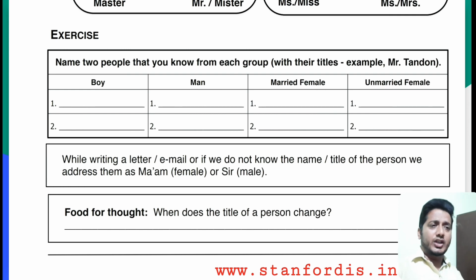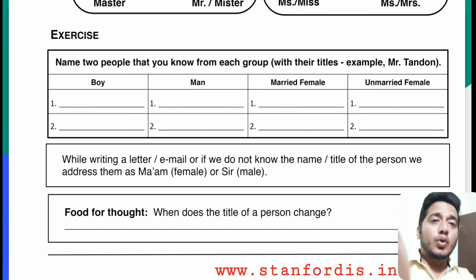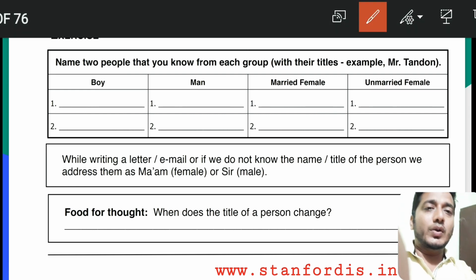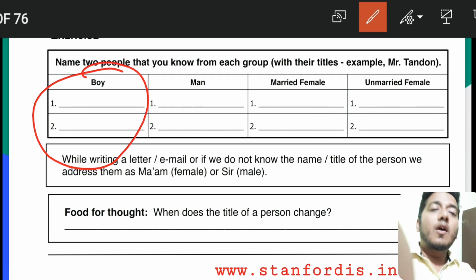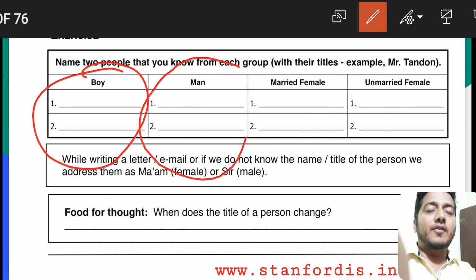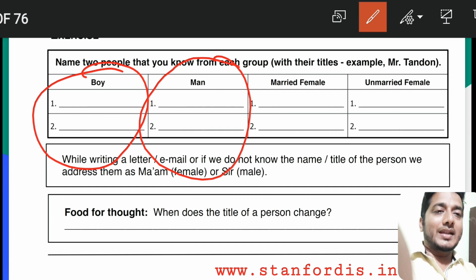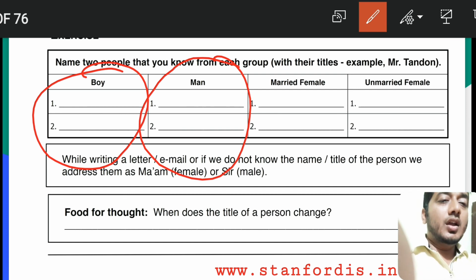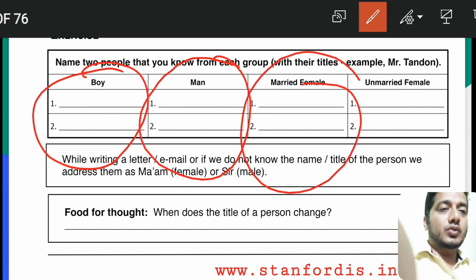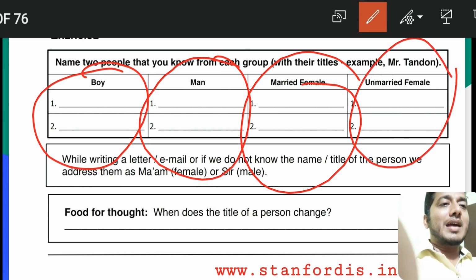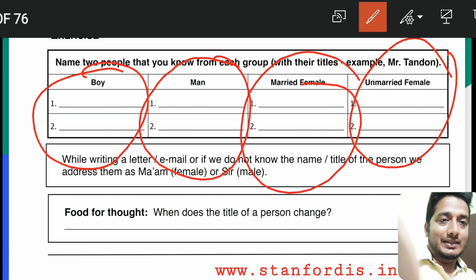Okay, so this is the next exercise. Please pause the video here and do this on a piece of paper. It will help you a lot in learning and practice. So what are you going to do actually? You are going to write the name of a boy with the title, names of two men with the title, names of two married females with title, and two unmarried females with title.